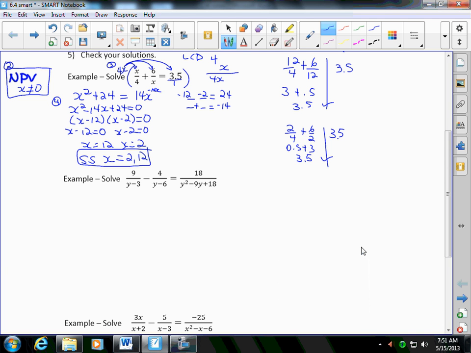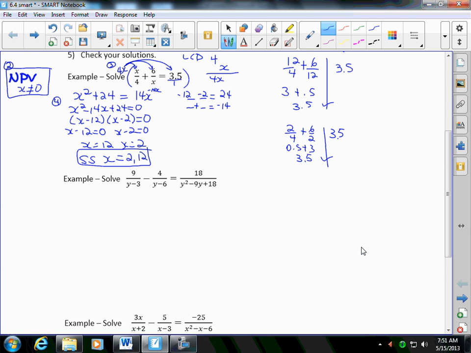Okay, next one. I have 9 divided by y minus 3, minus 4 divided by y minus 6, is equal to 18 divided by y squared minus 9y plus 18. So step number 1 is to factor my denominator.